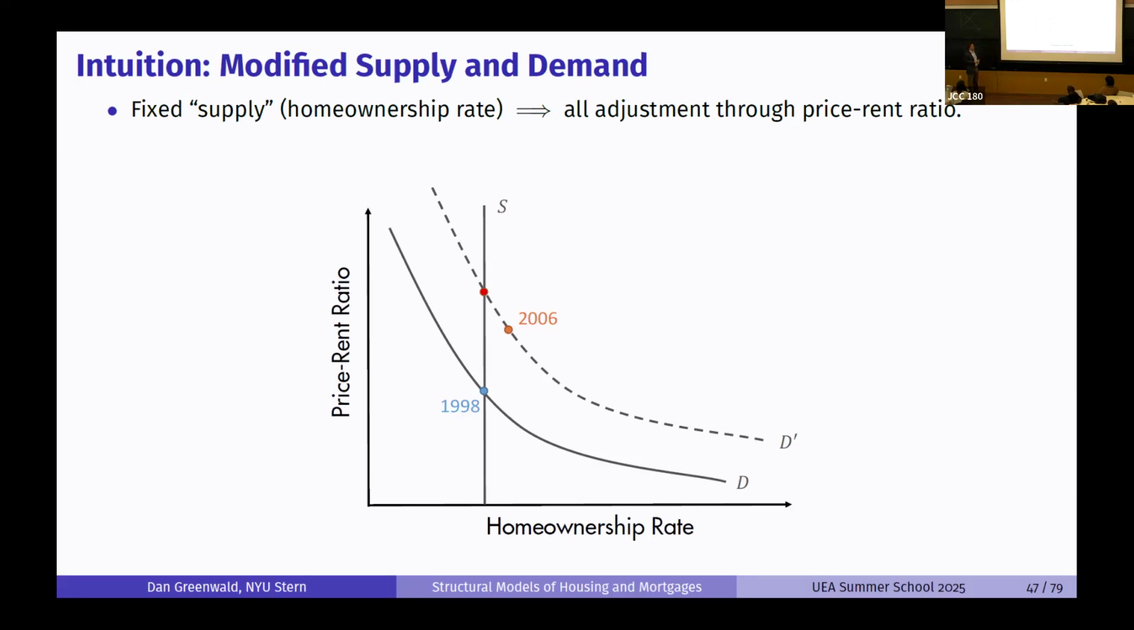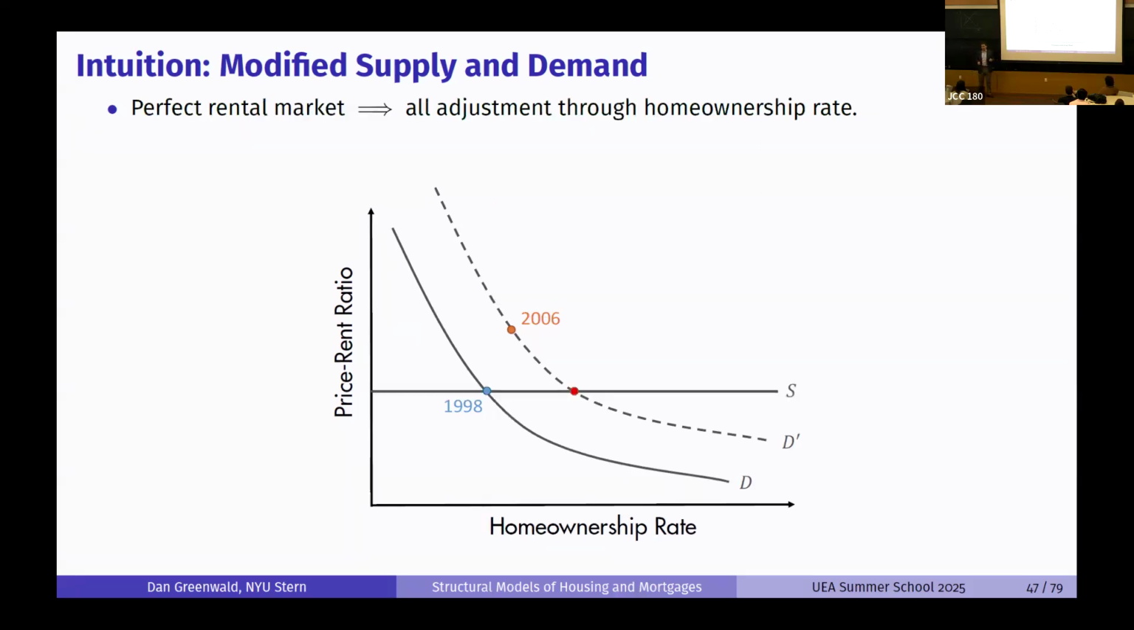So in this world, if you increase demand, but there's no one to buy from, it's like a perfectly inelastic supply. You'll see the price rent ratio go up a lot, which is what these models find. Now, of course, these models cannot explain why the home ownership rate went up because they assume it's fixed. But that does explain why these models find a big increase in the price rent ratio.